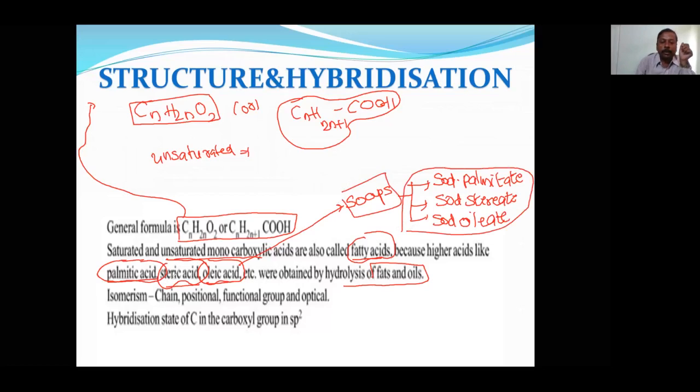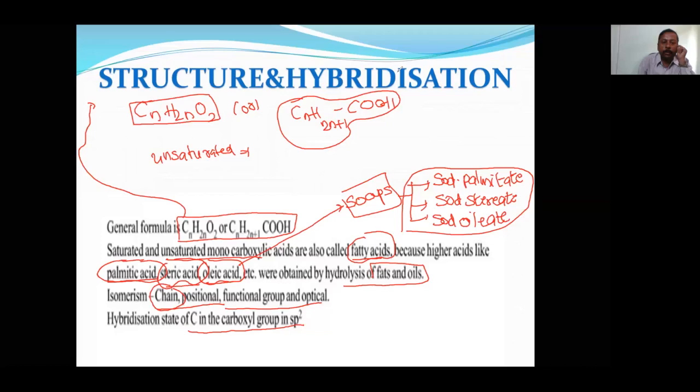Next, what type of isomerism can they show? Chain isomerism, position isomerism, functional and optical isomerism. Already we have studied this in the carboxylic group. It is sp2 hybridization. Now, first of all, let us see chain isomerism. Now, let's go to the whiteboard and you have to write chain isomers.